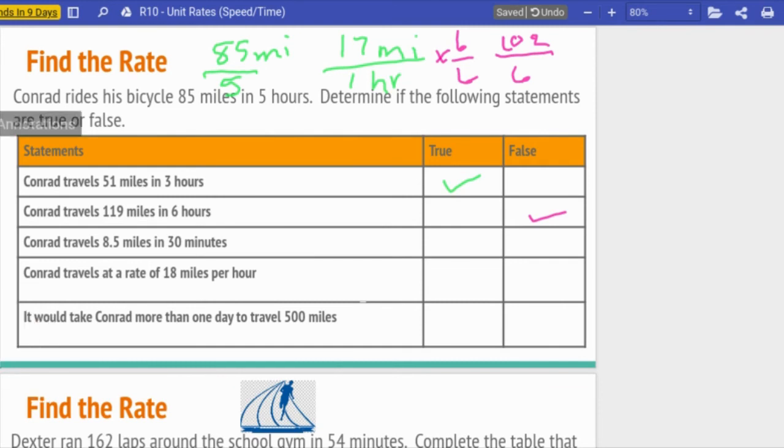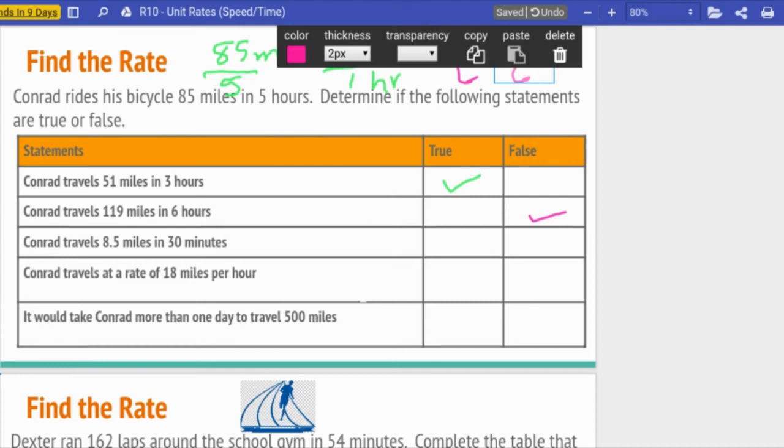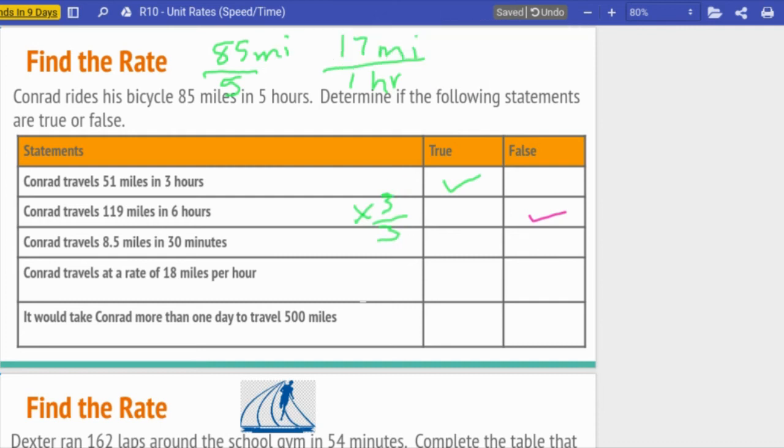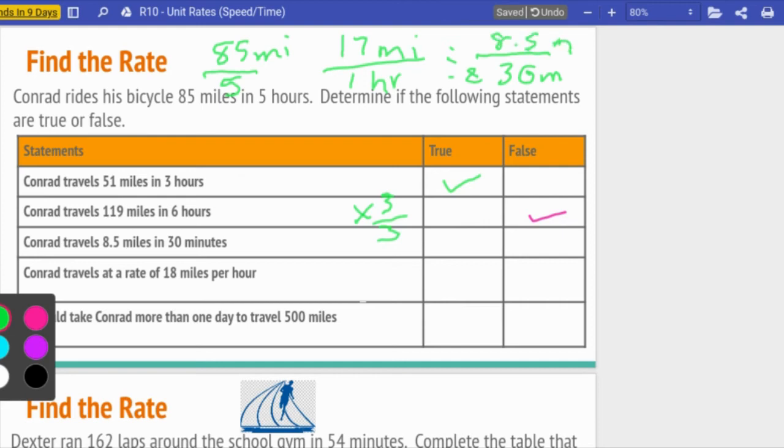Conrad travels 8.5 miles in 30 minutes. So in order to find 30 minutes, I need to actually divide this. 30 minutes is half of an hour. So I'm actually going to scale this down by dividing by 2. So I get 30 minutes, and 17 divided by 2 is 8.5. So he gets 8.5 miles in 30 minutes. So it looks like that statement is true.